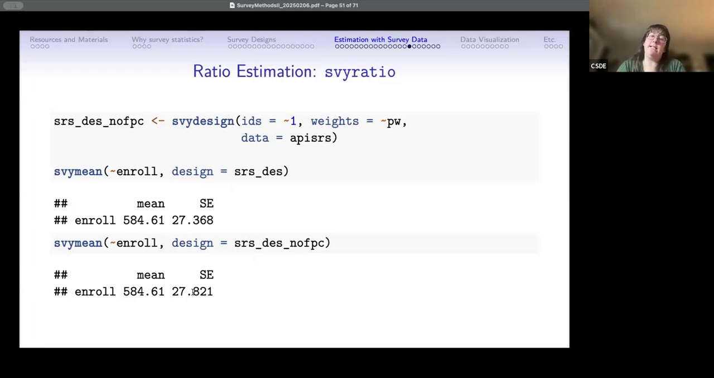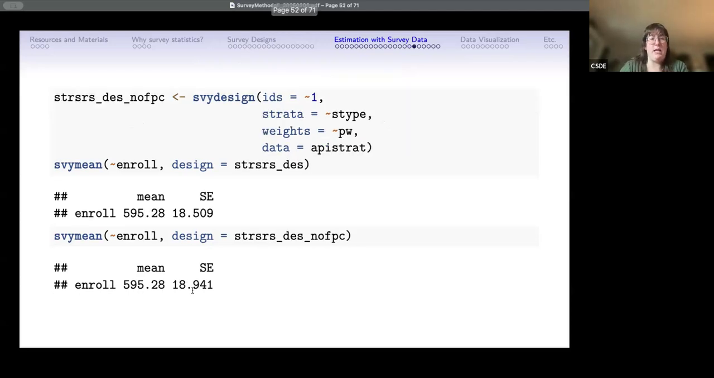But the standard error is slightly larger in this case because we are estimating technically N. In a simple random sample, it's worth noting that the sum of the weights is always big N. As our survey designs get more complicated, the sum of the weights is not an exact estimator of big N, and these differences will start to change.